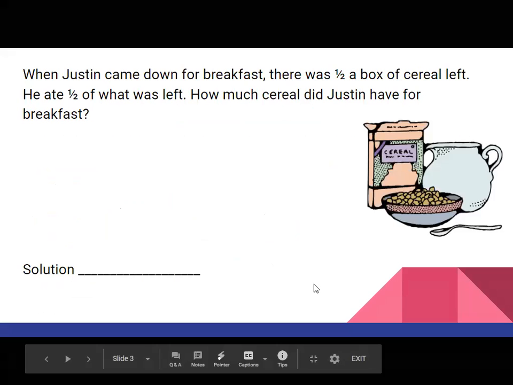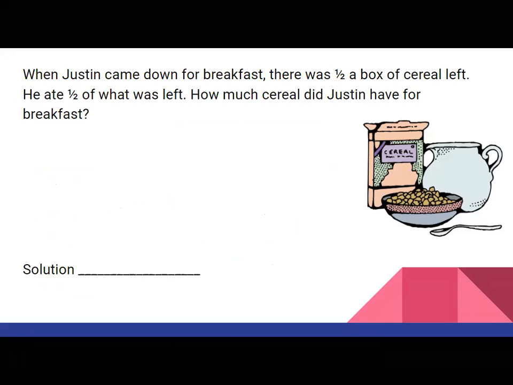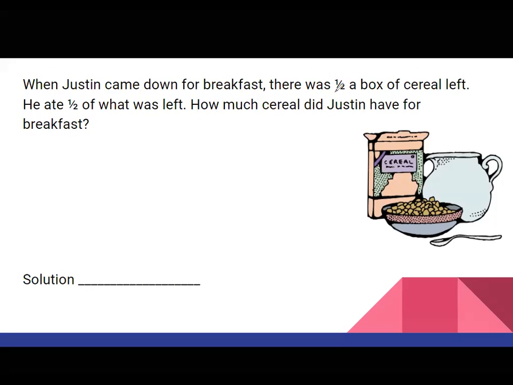All right, our next problem. When Justin came down for breakfast, there was 1/2 a box of cereal left. He ate 1/2 of what was left. So there was a half a box of cereal and he ate 1/2 of that. How much cereal did Justin have for breakfast? So again, if we think of drawing a picture, okay, here's a box of cereal and a half a box was left. He ate a half of what was left.